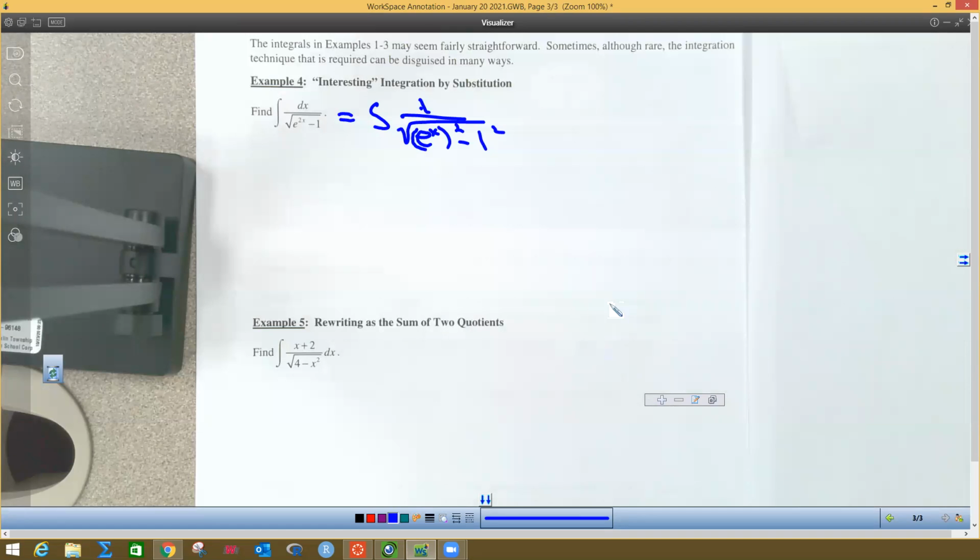Here's what we're going to do. We're going to say, if I let u equal e to the x, du would equal e to the x dx, right? Well, what I can do here is I can solve this for dx and get that dx would equal du over e to the x. Now I'm going to, and I should have put a dx up here.